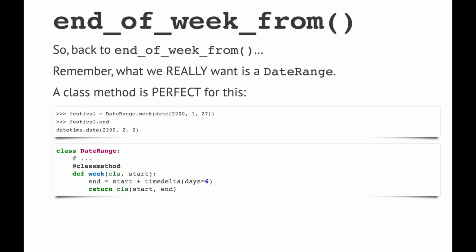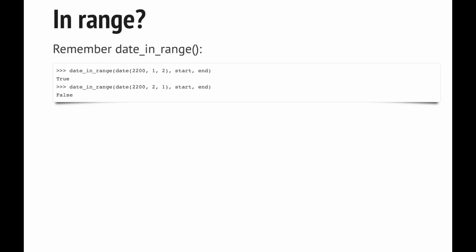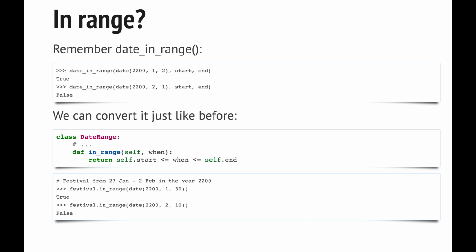Inside this method, the first thing we need to do is calculate the end date. And to create the instance, cls is a variable that holds the current class, DateRange. So we can create an instance by writing cls, open parenthesis, and passing in start and end. You see how this works? The class method is kind of like an alternate constructor, creating an instance in a different way. We have one more function to convert, date_in_range. This is pretty easy to convert, just like with the count method. We follow the same procedure, and we get to shorten its name too.